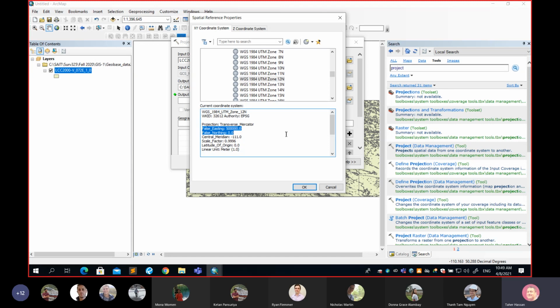False easting and false northing. Why is false northing here 0? Can anybody tell me why false northing is equal to 0? Because the northing is already positive. Exactly. In the Northern Hemisphere, we don't have to do anything for the northing because everything is positive. Now, did you learn in my class what the central meridian is? The line that splits the zone into two, in the middle of the zone.